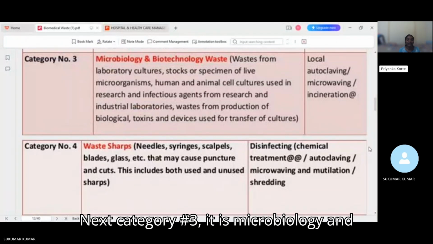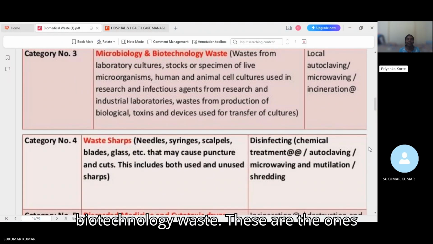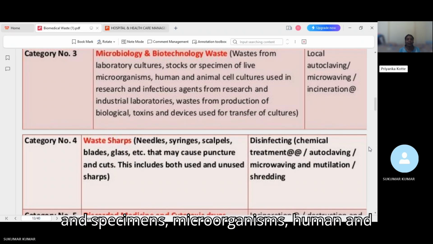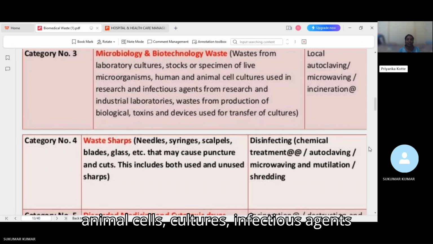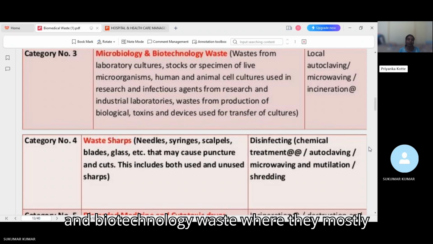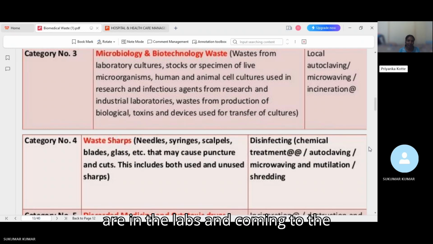Next, category number 3, it is microbiology and biotechnology waste. These are the ones which are generated from the laboratories, which includes the stocks and specimens, microorganisms, human and animal cell cultures, infectious agents from the research and industrial laboratories. So these are the ones getting produced from microbiology and biotechnology waste, mostly in the labs.